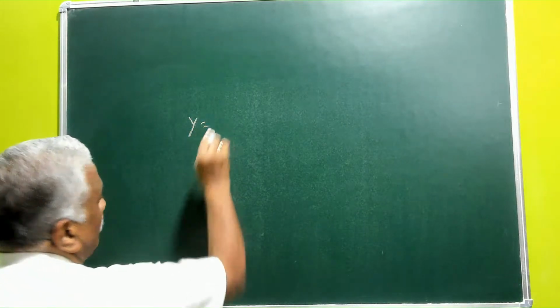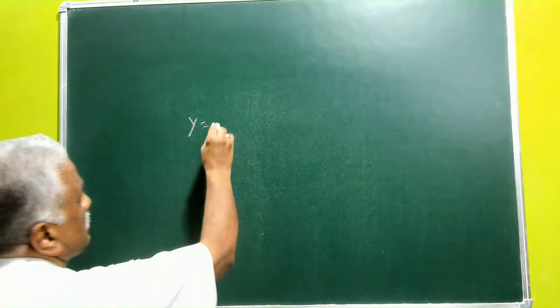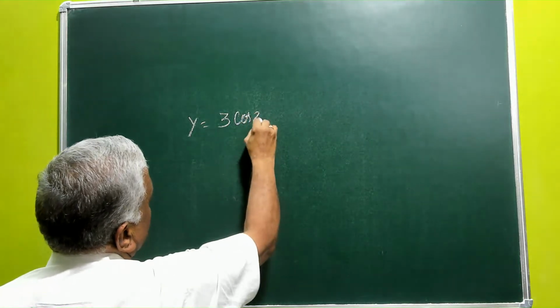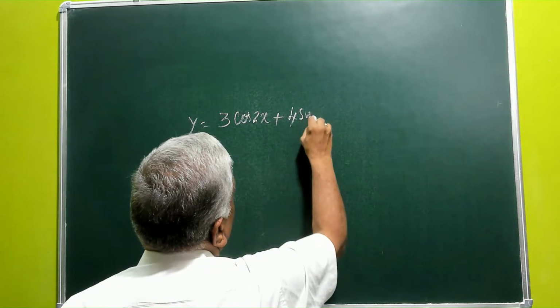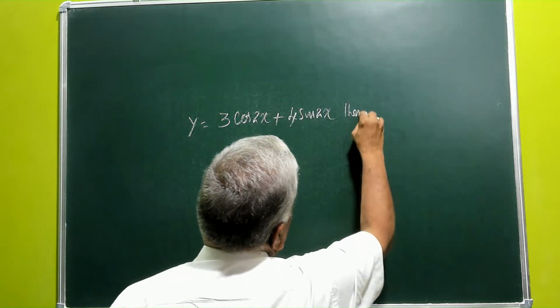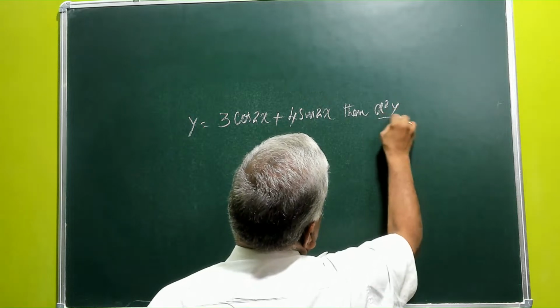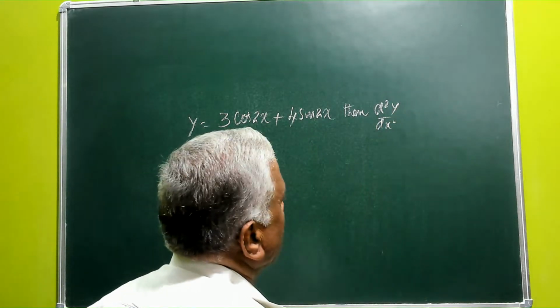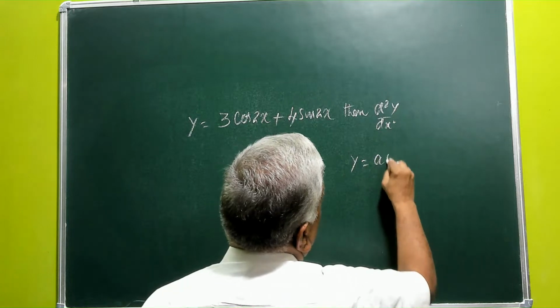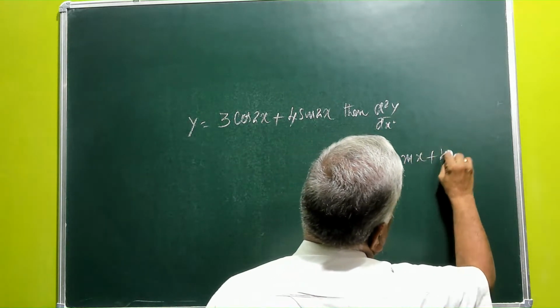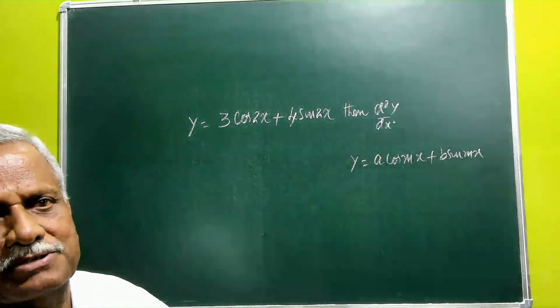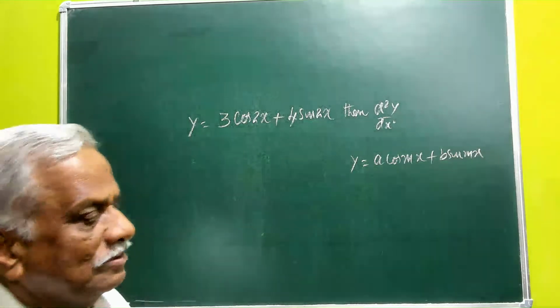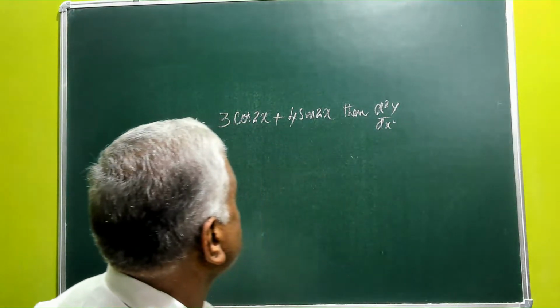The next problem: if y is equal to 3 cos 2x plus 4 sin 2x, then d square y by dx square. The moment you see this, recall that y is equal to a cos mx plus b sin mx, d square y by dx square is minus m square y. If you can remember. All the time you can't remember, no matter, you can work it out first.